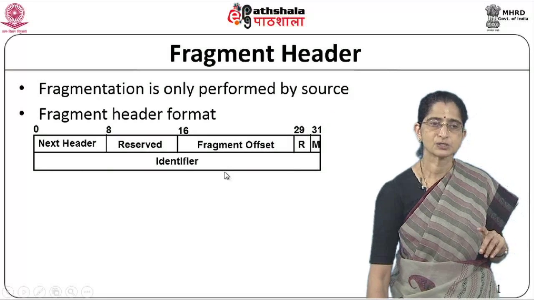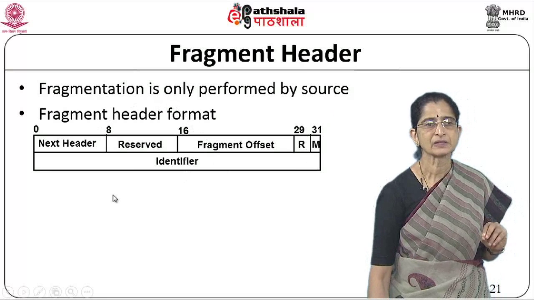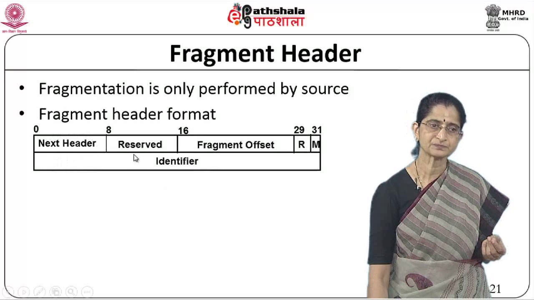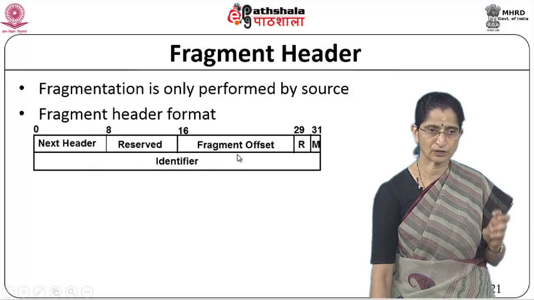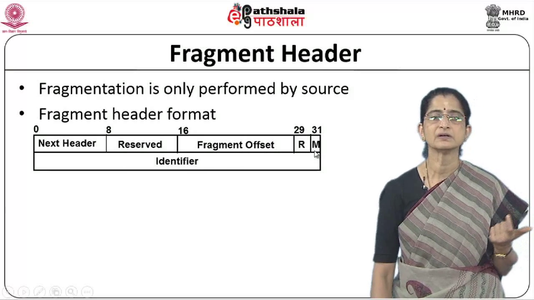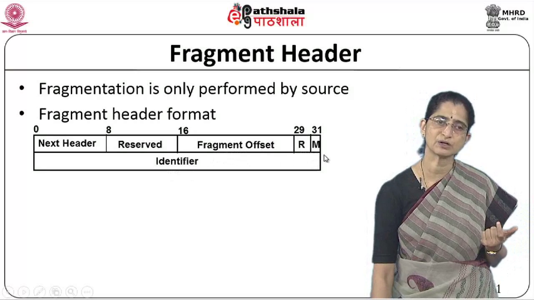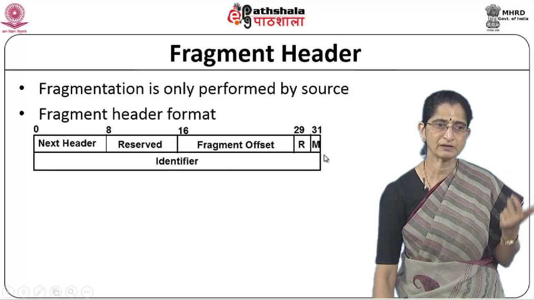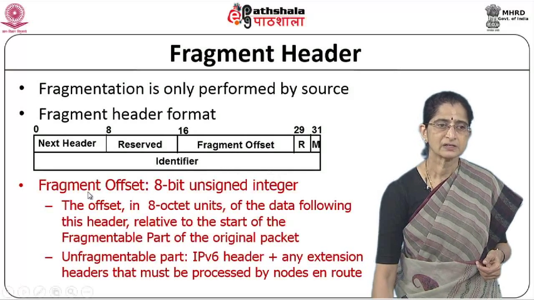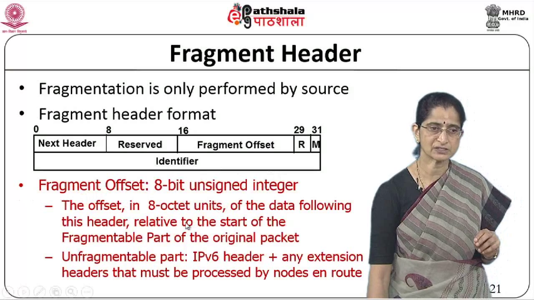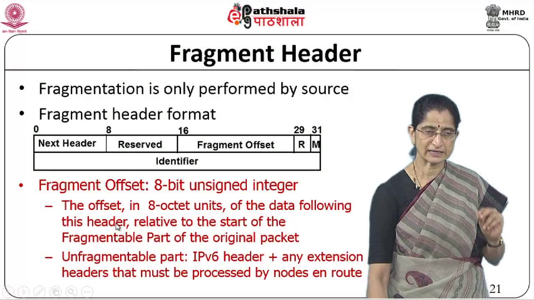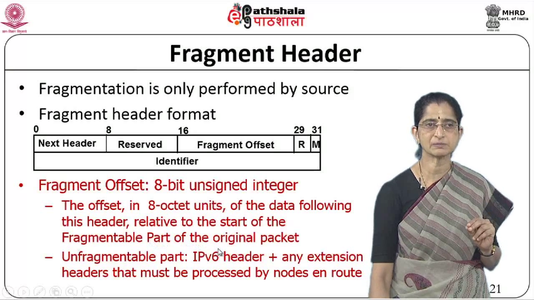So what does the fragmentation header look like? You can see this here. You have the next header, then some reserved field, and then a fragment offset, and there is an R field, and there is an M. Remember our M bit, fragment offset and identifier. These are very similar to what we have in IPv4. You have the more bit, the fragment offset, and the identifier field. So it's pretty much the same fields. The offset is an 8-bit unsigned integer, giving the offset of the data following the header relative to the start of the fragmentable part of the original packet.